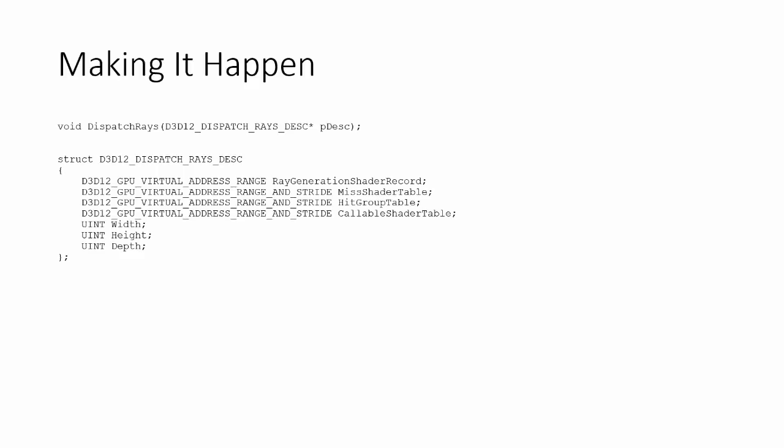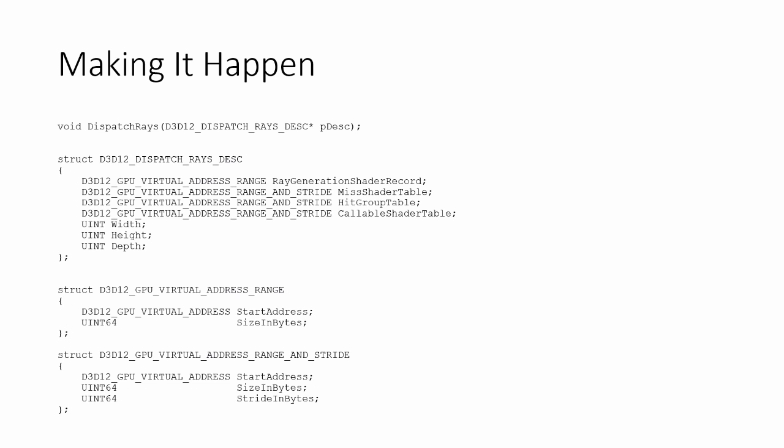I should talk about what goes into that desc structure. Most of this should be fairly obvious based on what we've covered so far. We have the shader record for the ray generation shader that we're going to invoke. We have a table of miss shaders, a table of hit groups, a table of callable shaders, and then we have width, height, and depth, which are how many invocations of this ray generation shader to invoke. Most often, if you're doing ray tracing for a camera or something, you would have width be the width of the screen, height be the height of the screen, depth be 1. It doesn't have to be. You can do just a one-dimensional dispatch if you want to have height and depth both at 1 and just use width. That's totally up to you.